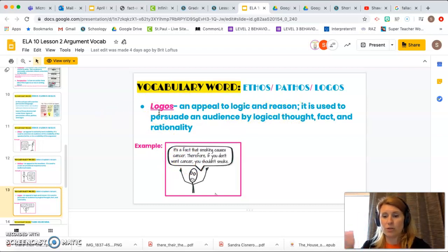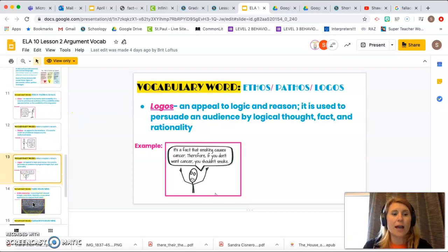So ethos, pathos, and logos. Those are those three important words. You're going to have a lot more practice with those. This is just an introduction.